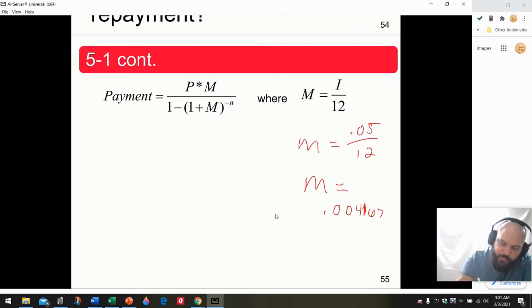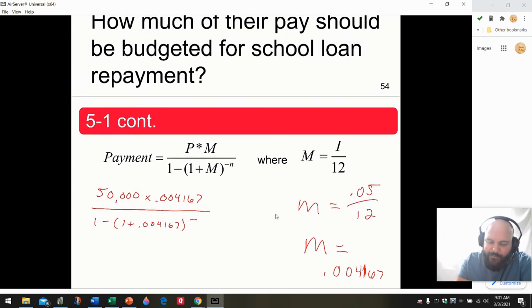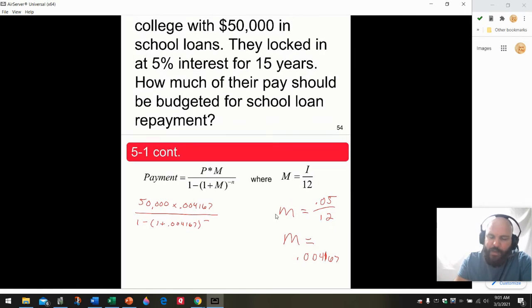So the principal amount is 50,000 times M, in this case, 0.004167. And then I'm going to divide that by 1 minus, in parentheses, 1 plus M, again 0.004167, to the negative N. And the negative N is the number of payments.